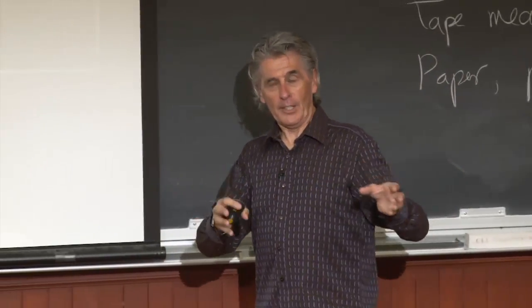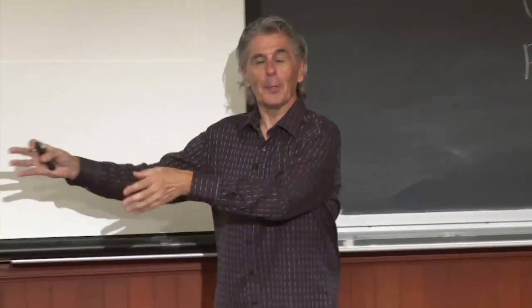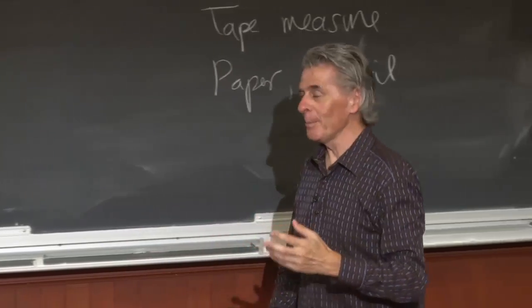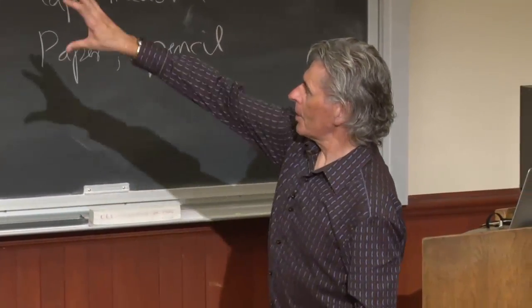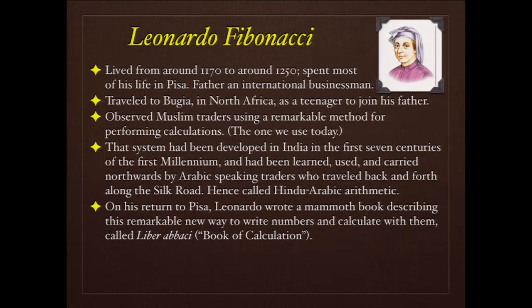But that meant you basically had to hire someone who could do that. So your pocket calculator was a small person who was very good at doing things with their fingers. I mean, you probably wouldn't put them in your pocket, but that was it. Okay, so here's the story summarized. Developed in India in the first 7 centuries, learned, used and carried northward by the Arabic-speaking traders, and hence we call it Hindu-Arabic arithmetic. Okay, so it reaches North Africa, Leonardo sees it and is mightily impressed.